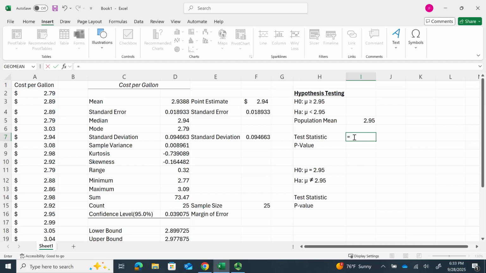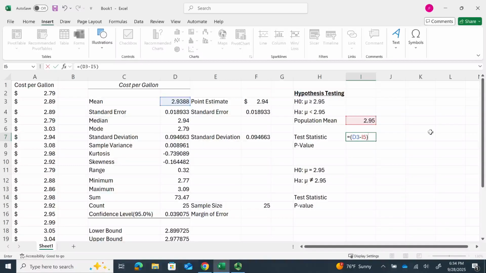So anyways, if you recall, with the numerator of the test statistic, we have our sample mean minus our population mean. So I'm going to start with putting a left parenthesis in here, and then I'm going to select this value. That's my point estimate or my sample mean. And then the hypothesized value of my population mean is 2.95, or $2.95, which I also included right there. So I'm going to say this is minus that cell right there, and then I'm going to close the parentheses. So that's our numerator right here.